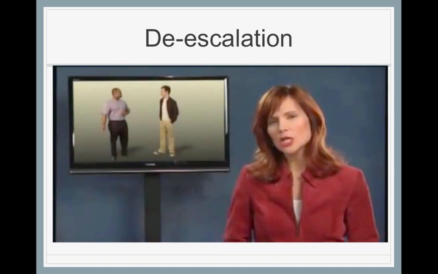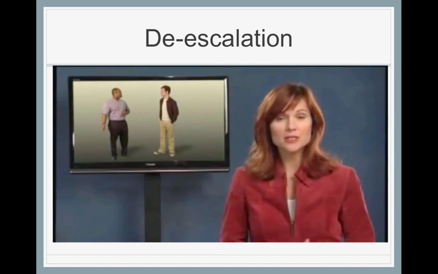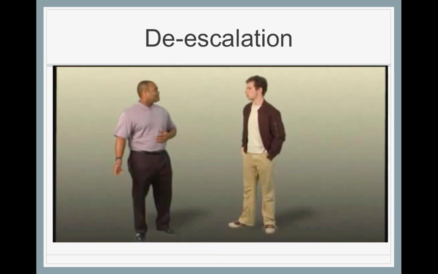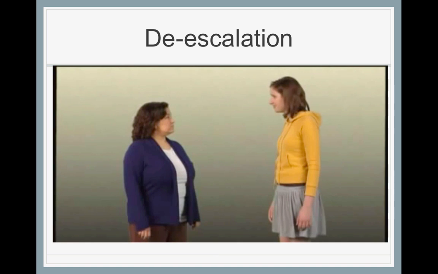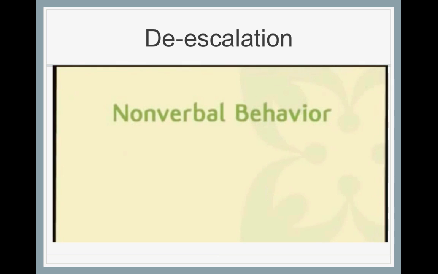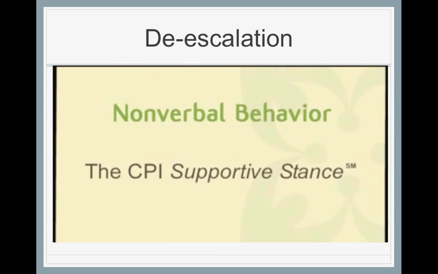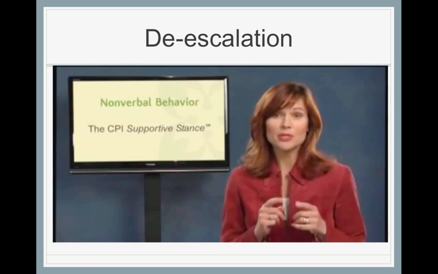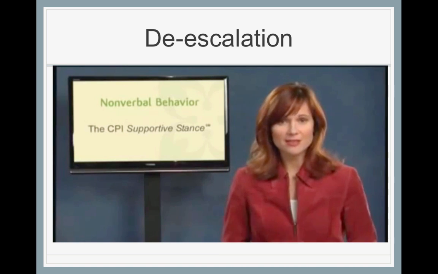Let's take another look at the staff members who showed us their supportive responses. You'll notice that in addition to allowing space of about one leg length if standing, these staff members avoided a toe-to-toe challenging position. Instead, they stood off to the side. This position is called a supportive stance. A supportive stance reduces the chances that you'll be seen as a threat and also allows you a margin of safety if the other person becomes physically aggressive.